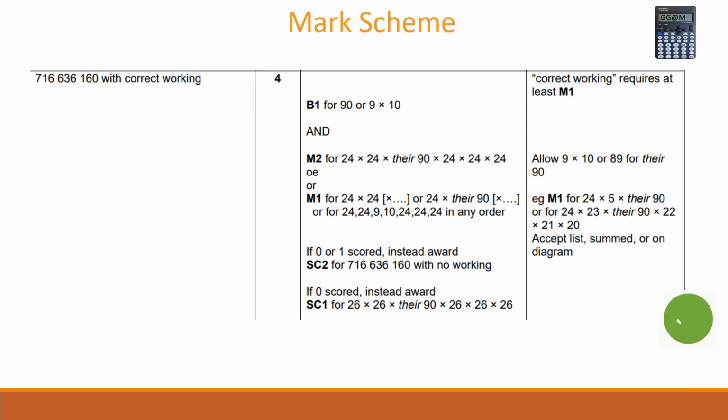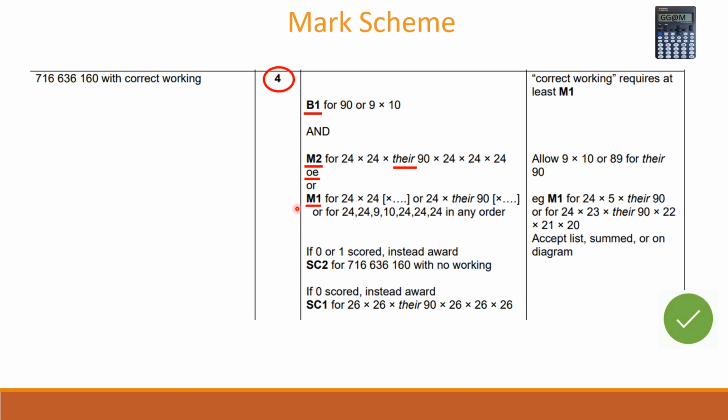The last thing of this question shows that there are 4 marks. You can see B1 is a method mark for getting the 9 times the 10 or writing 90. And you also need to get 2 marks for getting 24 times 24 times there. Now the word there means the answer you got for 90. So say you did 9 times 9 because you forgot one of the values or miscounted, or 8 times 9 or whatever values you did. You will get a method mark for using your value of 90 and then times by the other 24s for each of the places. OE means or equivalent.